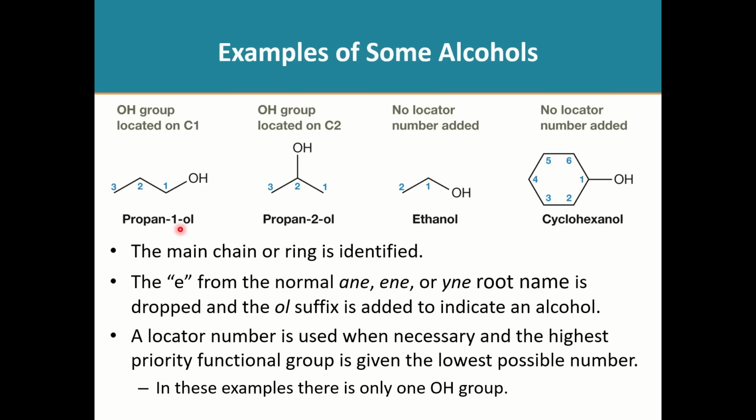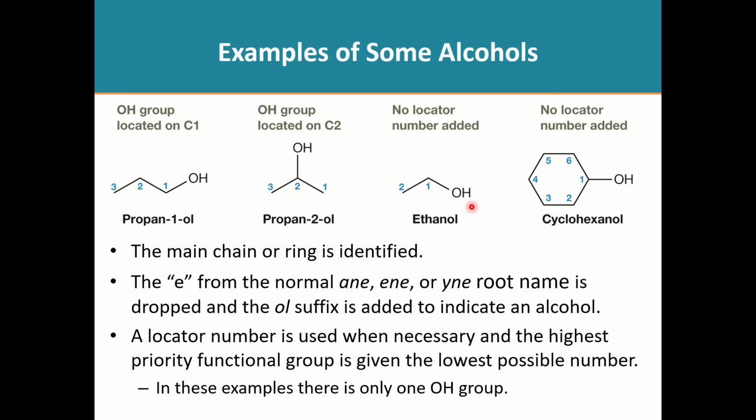We see the propan-1-ol. We've located the longest continuous carbon chain. There's 3 of them. That's why we have the propane. And we see that the functional group is an alcohol, so we add the -ol. And the numbers here are telling us the location of that molecule, or the hydroxyl group.